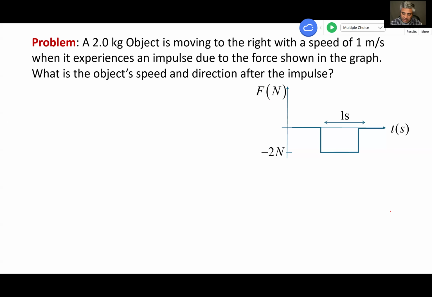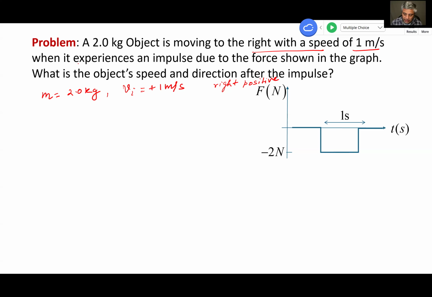And here is one such example. So in this case, what's happening? The mass is given as 2 kilogram. So that object is moving with an initial speed of 1 meter per second. And it's moving to the right, okay? So if I choose right as positive, then it becomes positive 1 meter per second.